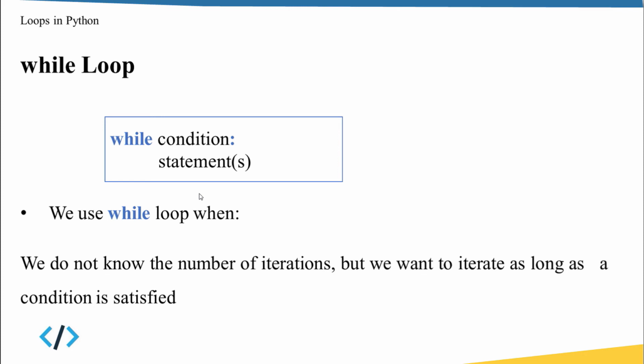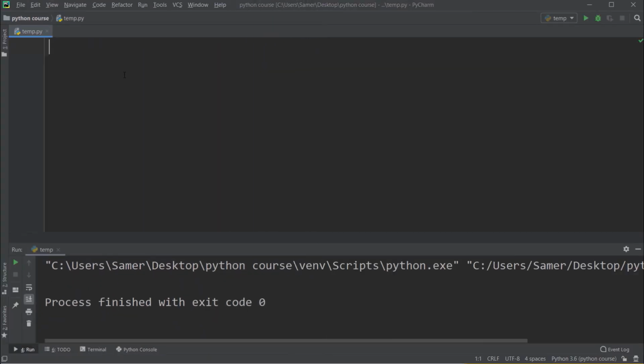So previously, I don't know how many times I want to iterate, but there is a condition. As long as this condition is satisfied, I will execute the loop body. Let's move now to PyCharm IDE to see some code examples about while. The first example that I want to show you is quite easy.